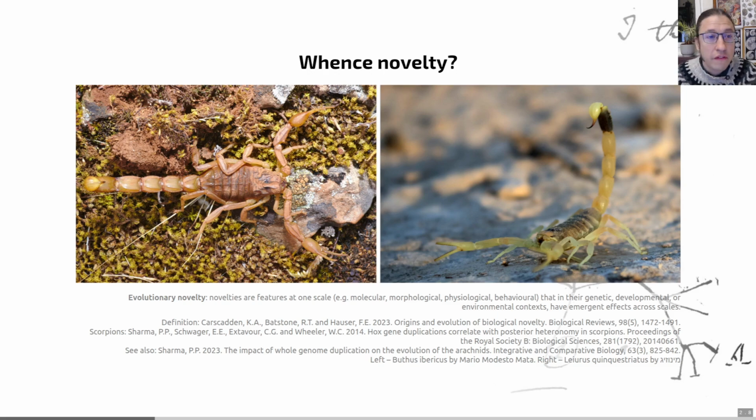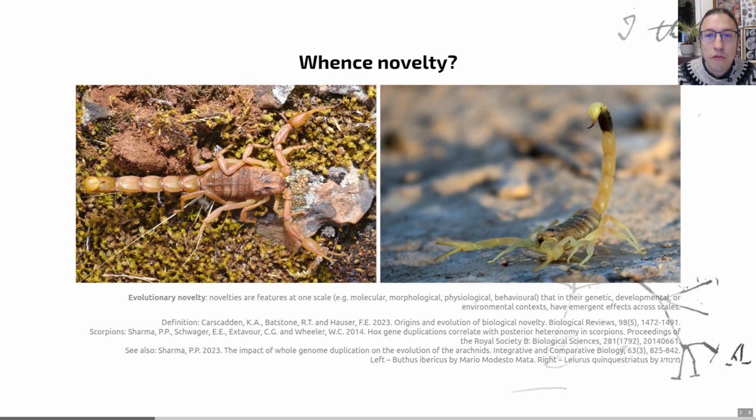So the definition that I've included here is: evolutionary novelties are features at one scale, that could be molecular, morphological, physiological, or behavioral, that in their genetic, developmental or environmental contexts have emergent effects across scales. So that's quite a meaty definition. There's quite a lot to take in there, but I thought it could be useful to give you an example to try and highlight what that means.